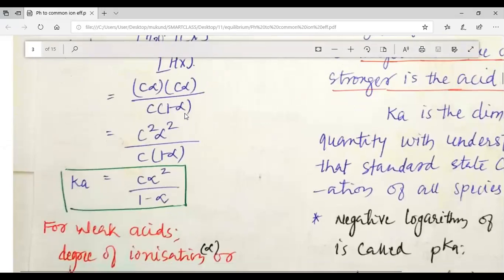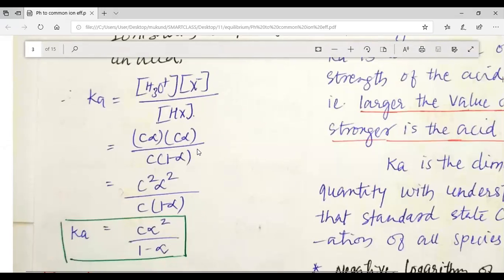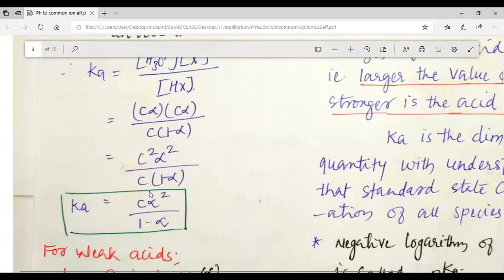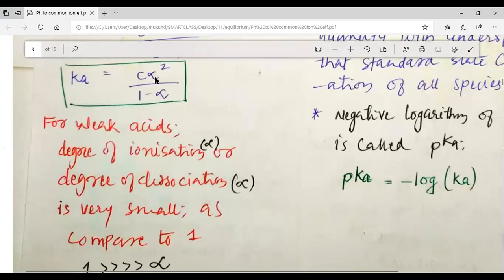That is equal to: the concentration of H3O plus is C alpha, X minus is C alpha, divided by C into 1 minus alpha. So we get C square alpha square divided by C into 1 minus alpha, and thus finally we get Ka is equal to C alpha square divided by 1 minus alpha.